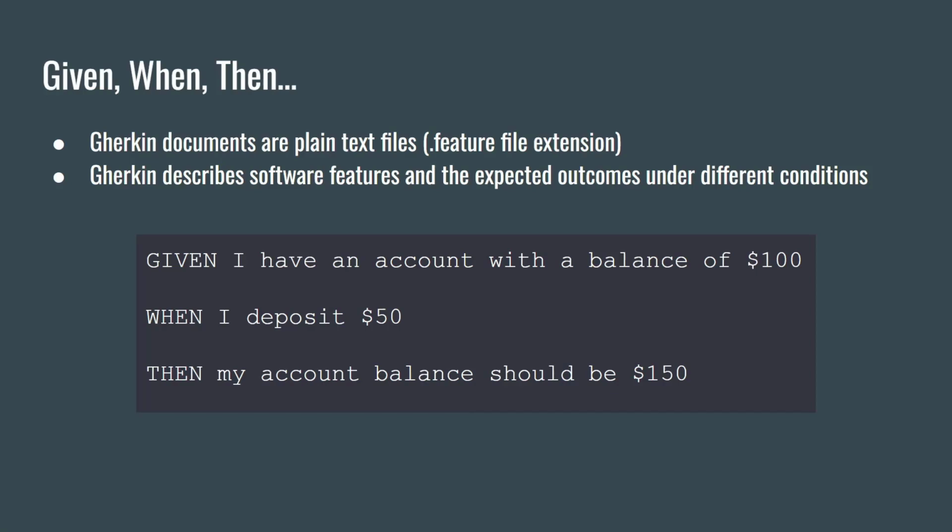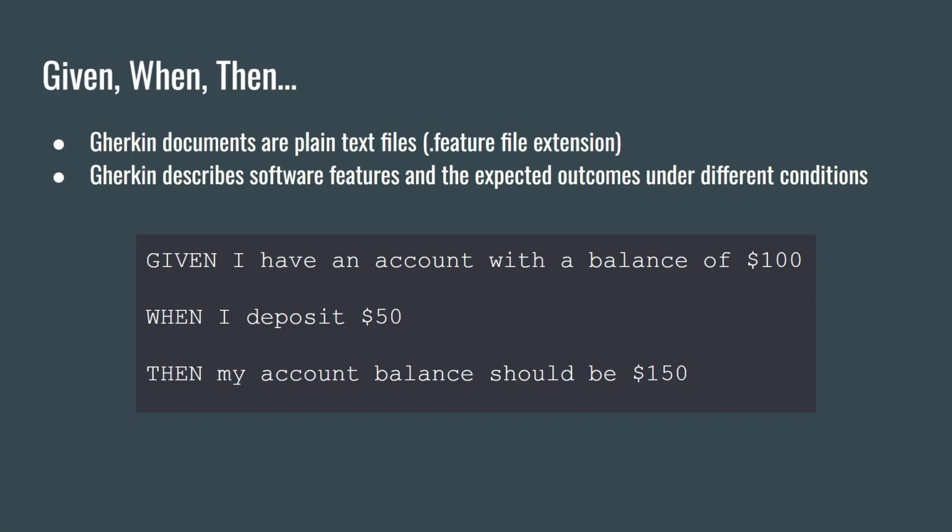So if we take a look at the unit testing world, we have arrange, act, and assert, and it's kind of like the same. But basically, Gherkin documents are plain text files, so they can be opened in Notepad if you want to, and could even be written in an email. So if you could persuade your business people, your stakeholders, to write in the Gherkin syntax, they could actually provide you with what they expect a certain feature to do when it's under different circumstances in the application. So Gherkin describes software features and the expected outcome under different conditions.